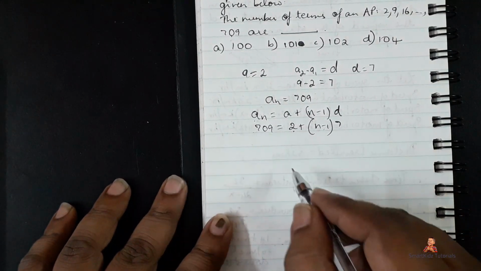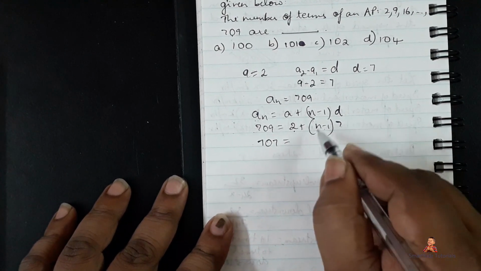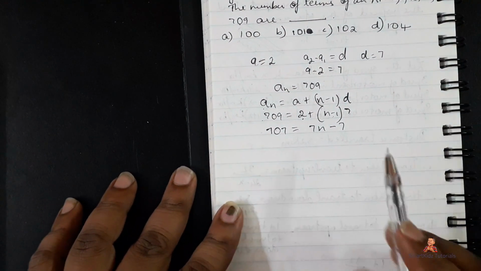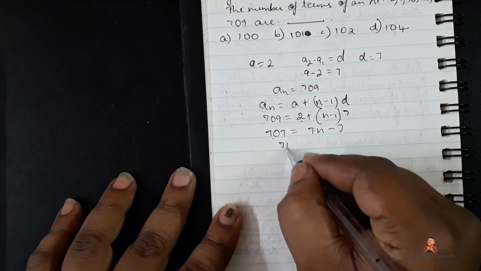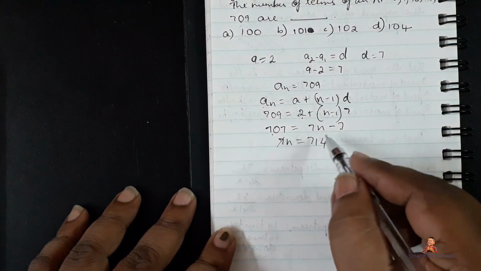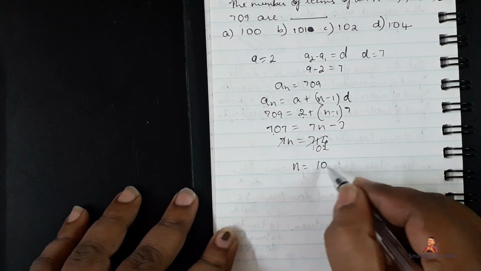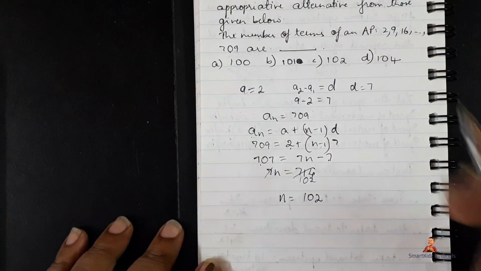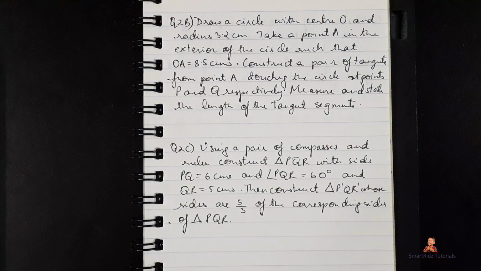So 2 I take on the other side, it will become negative and it will lead to 707. 7 into n gives us 7n, 7 into minus 1 gives 7 minus 7. Take the minus 7 on the left hand side, it will become positive 7, that will give us 7n equal to 714. Then we can cancel this, 7 1 is 7, 7 1 is 7, 0, 7 2 is 14. That means n is equal to 102. So in this case, our correct choice would be C, 102.